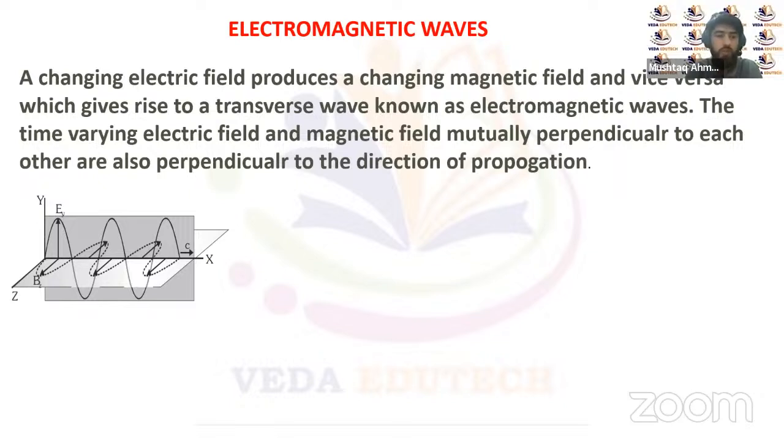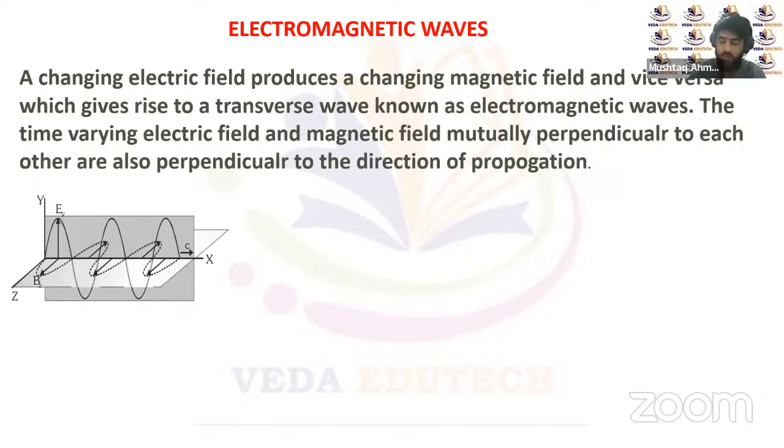So electromagnetic waves are transverse in nature. It means that the wave propagates perpendicular to the electric field vector and the magnetic field vector. They have a time varying magnetic field and a time varying electric field, and both are perpendicular to each other. Also, the direction of propagation is perpendicular to the direction of the electric field vector and the magnetic field vector.